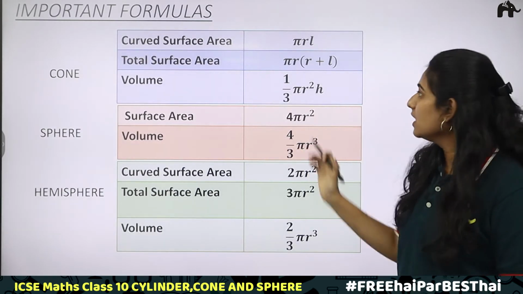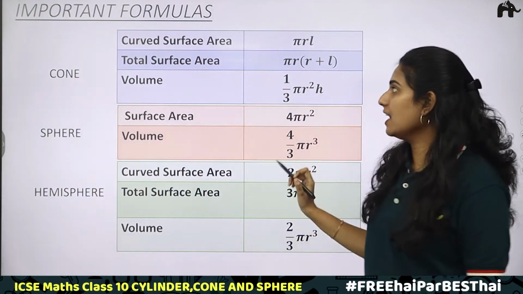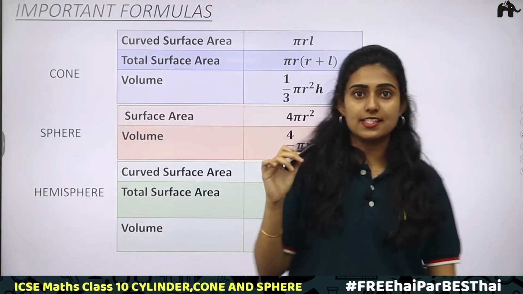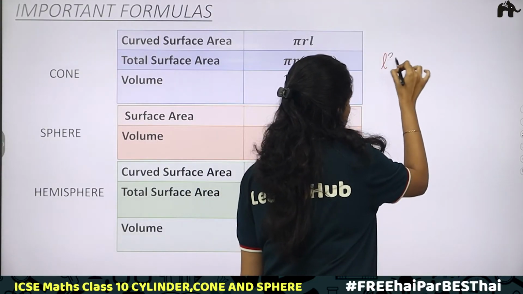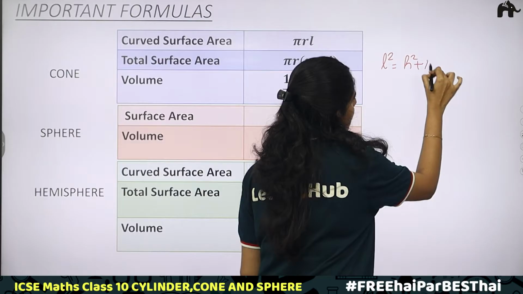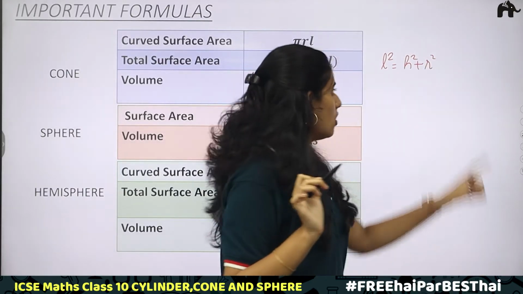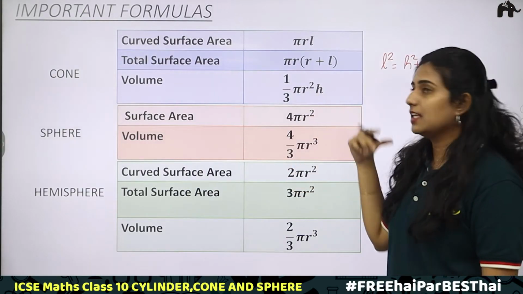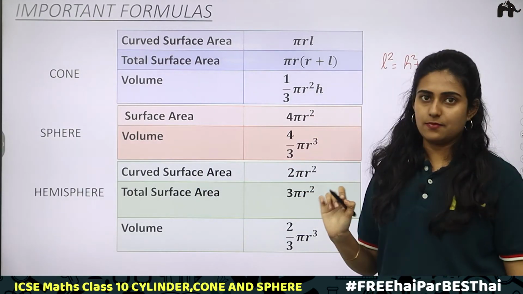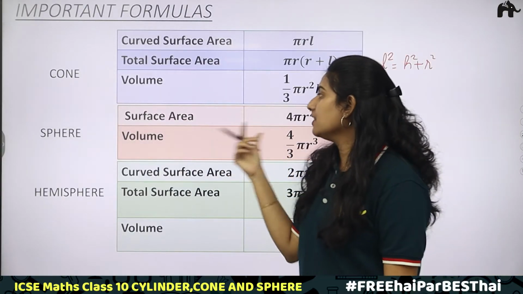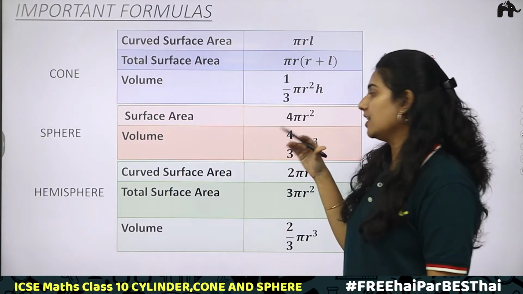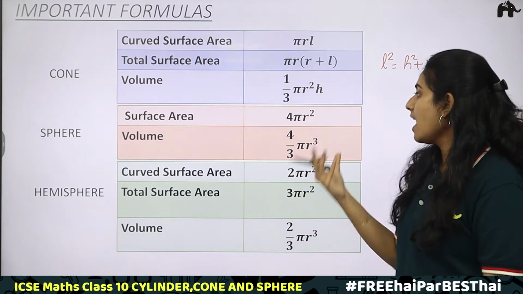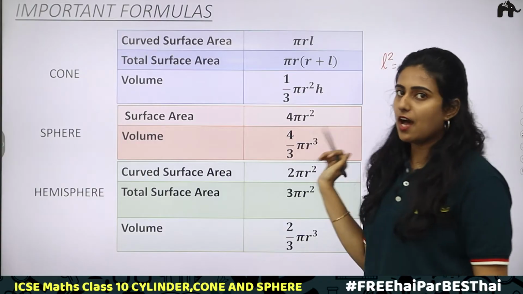Okay, for a cone, the curved surface area is pi r L and the total surface area is pi r into r plus L. What is L? L is the slant height. L square is equal to h square plus r square, where h is the height of the cone and r is the radius of the cone. Then the volume of cone is equal to 1 by 3 pi r square h. Next, sphere. For a sphere, curved surface area or total surface area you don't have, you only have the surface area and that is 4 pi r square and the volume is 4 by 3 pi r cube.